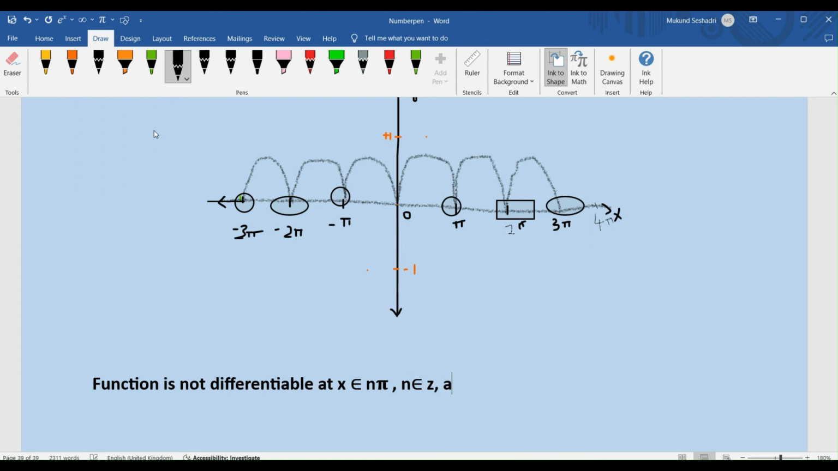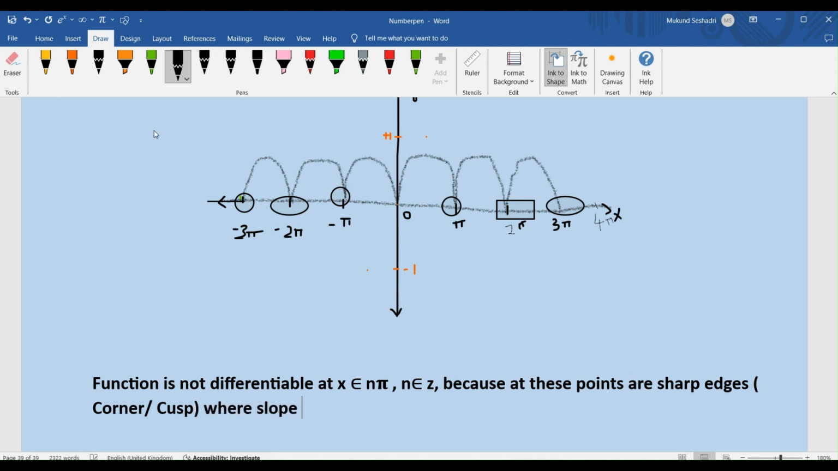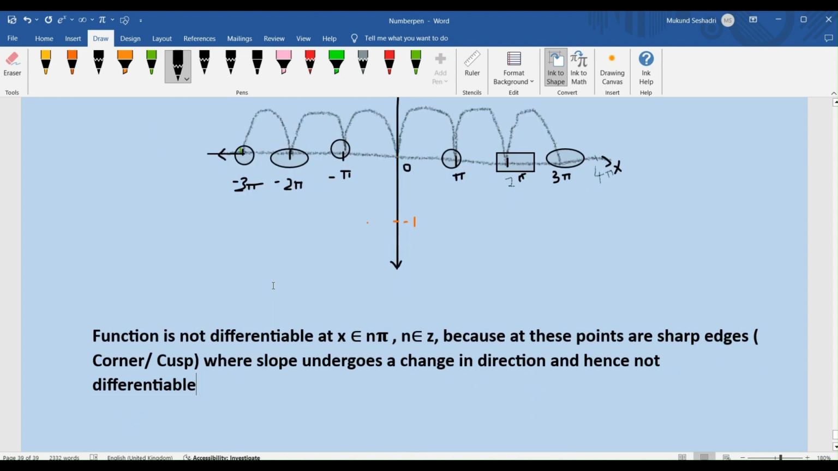And why is that? Because at these points are sharp edges, corner or cusp, where the slope undergoes a change in direction and hence is not differentiable, right? So that's how we arrive at the differentiability of this function.